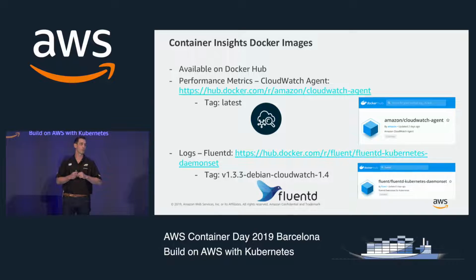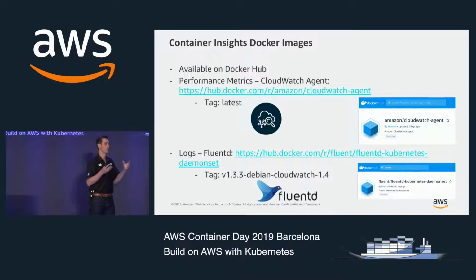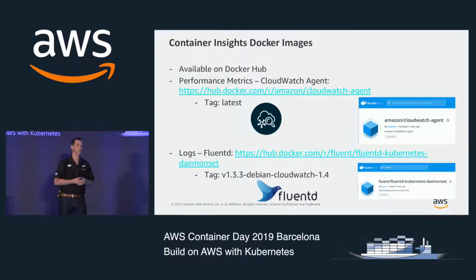There are two Docker images available today on Docker Hub that are public right now. One of them is the CloudWatch Agent. The CloudWatch Agent is how we collect all the performance data. We leverage kubelet to use cAdvisor to collect all that data, bring that data into CloudWatch, and we use FluentD.